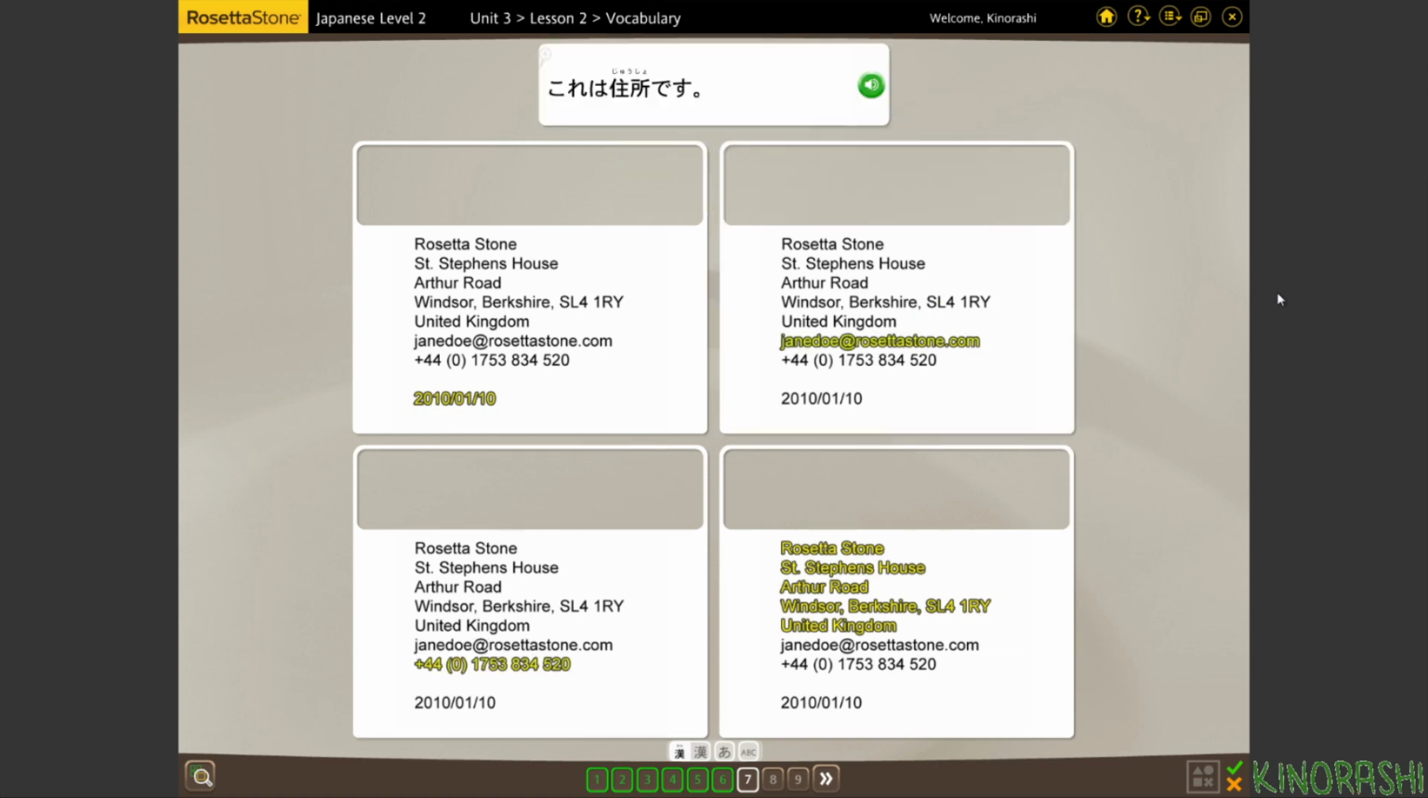これは住所です。住所。See if I remember correctly. 新しい。Oh no, it's not the same symbol. Kore wa jusho desu. Jusho.